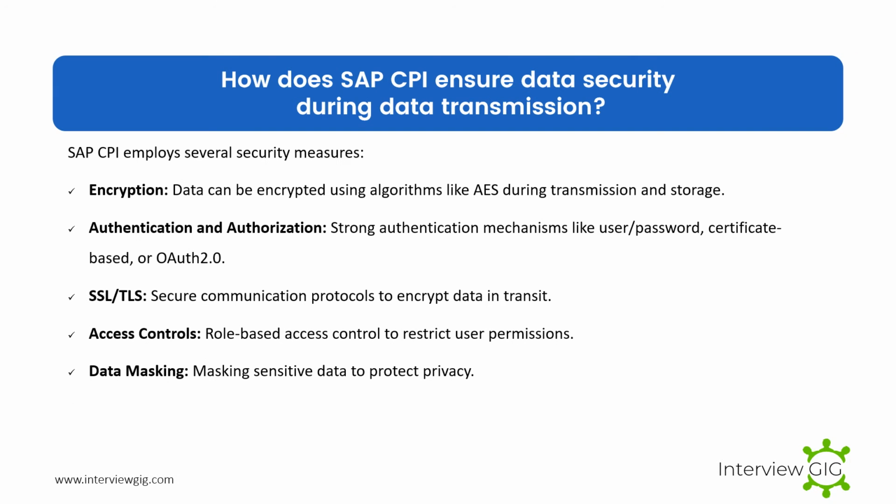How does SAP CPI ensure data security during data transmission? SAP CPI employs several security measures. Encryption. Data can be encrypted using algorithms like AES during transmission and storage. Authentication and authorization. Strong authentication mechanisms like user password, certificate-based, or OAuth 2.0.